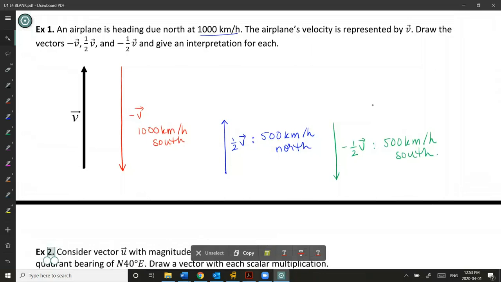Okay, you'll also notice with my vectors, the vector symbol only goes over the vector itself. It doesn't go over the scalar.